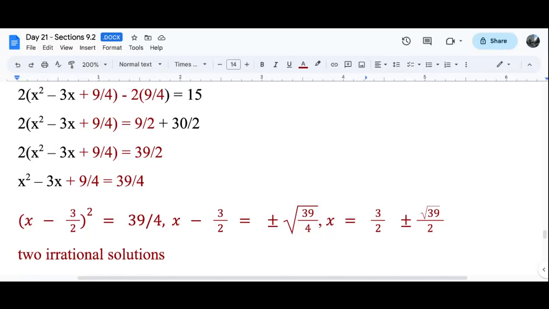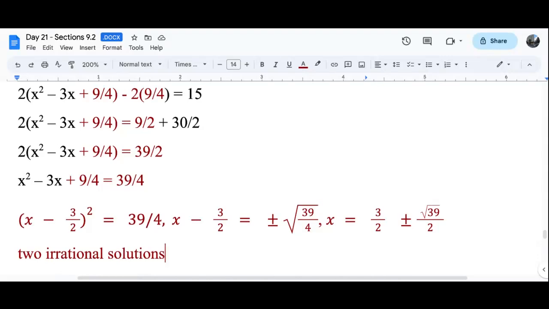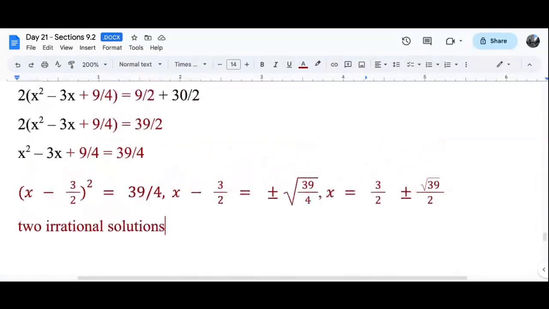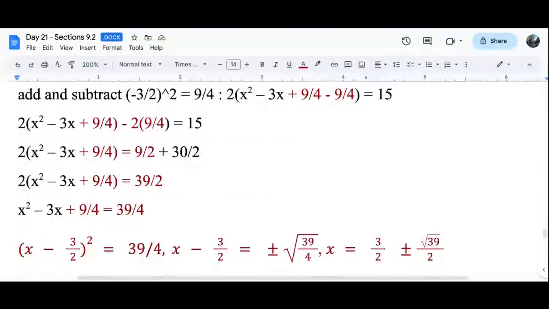This one, we don't get the middle term as an even number. There's no factor for the middle term. So we get a fraction. And we call this irrational solutions because square root of 39 is just an irrational number. Anyone has any questions for this?